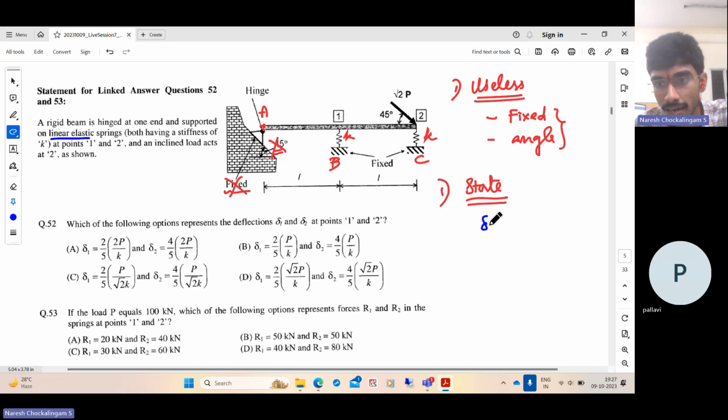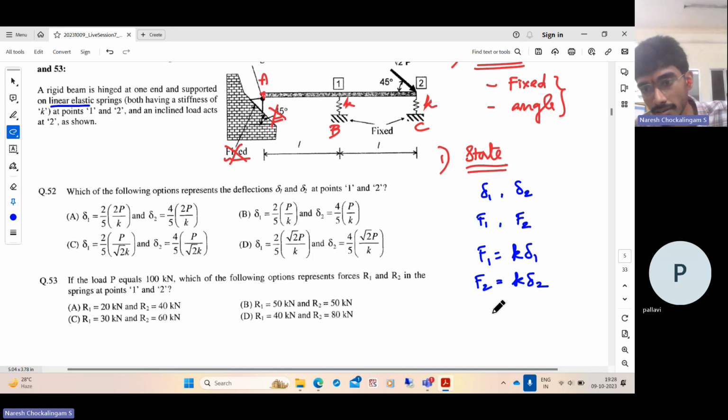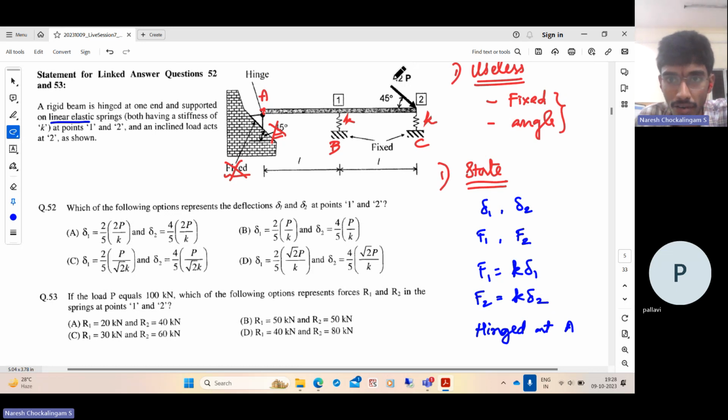Let us assume that delta 1 and delta 2 are the displacements of the springs, and F1 and F2 are the forces in the springs. What we know is F1 is equal to K times delta 1 and F2 is equal to K times delta 2. This is given in the problem. We also know the rigid beam is hinged at A, so that point cannot displace. And we have a force of magnitude square root of 2 P acting at 45 degrees with the horizontal at this point C. So this is the given information.